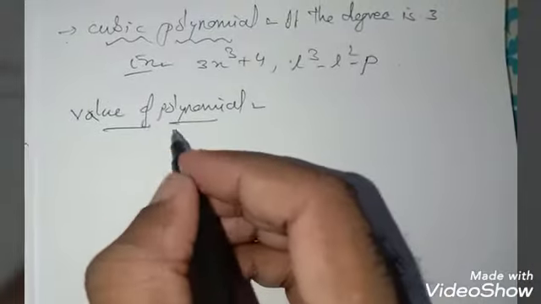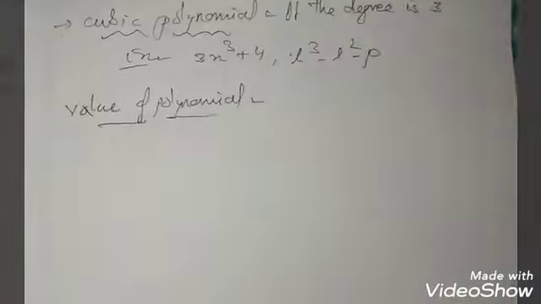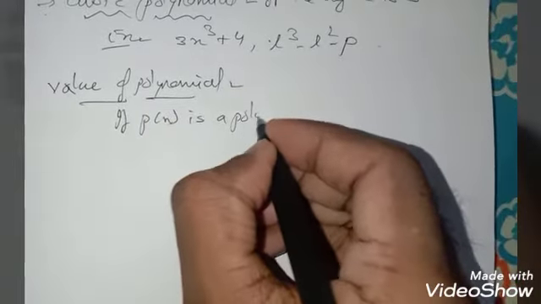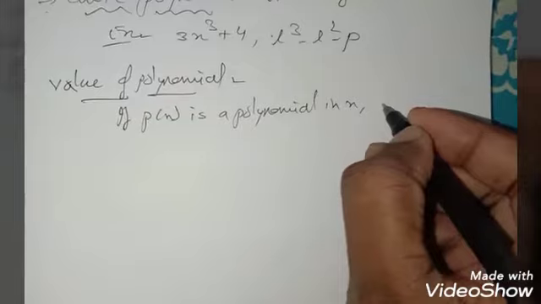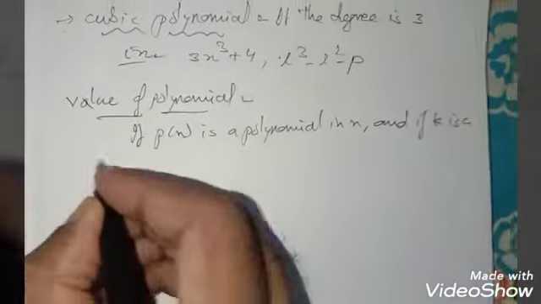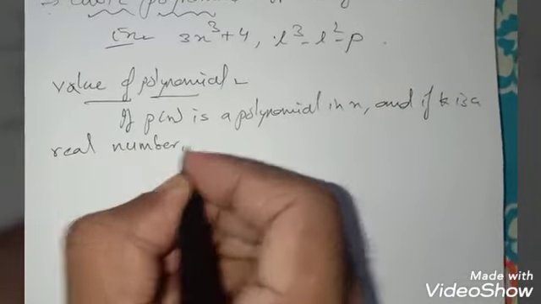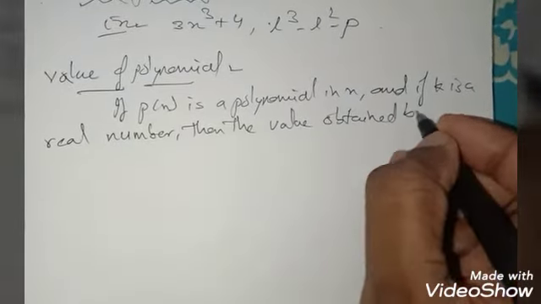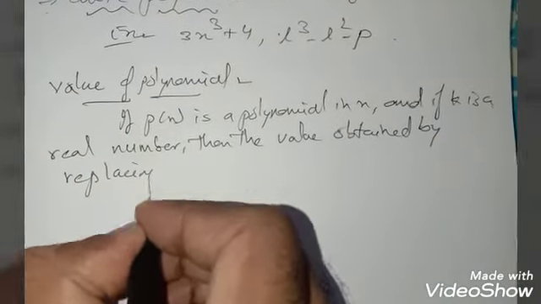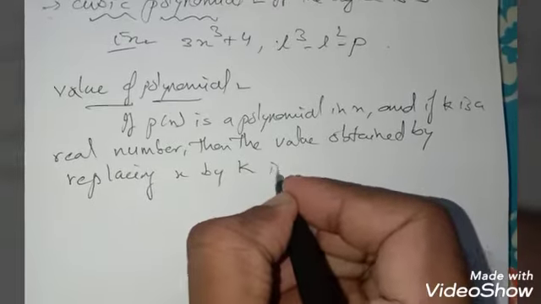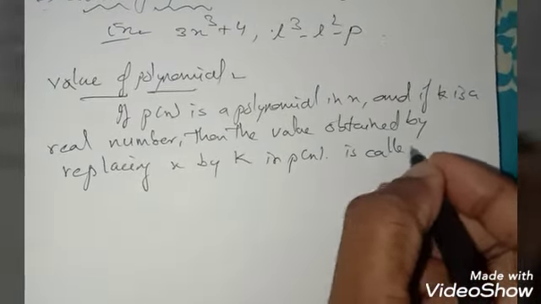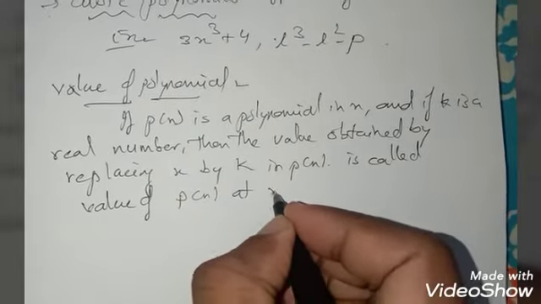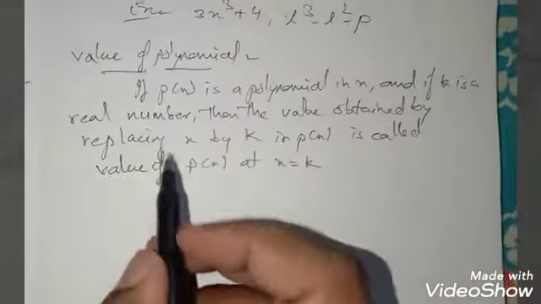Now what is the value of a polynomial? So if p of x is a polynomial in x and if k is a real number, then the value obtained by replacing x by k in p of x is called the value of p of x at x is equal to k, right? So this is the definition of the value of a polynomial.